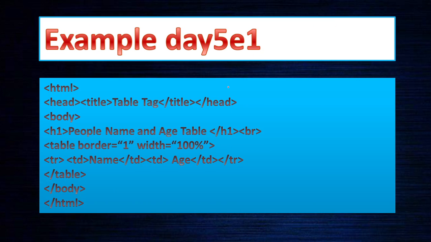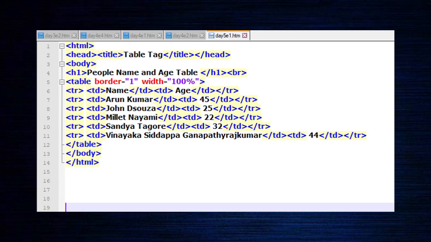So here is an example, day 5 example 1. This you need to write down. I'll show it in Notepad++. Okay, here is Notepad++. You can pause this video, write this down, and then try it. I think you already have this program. The only thing you need to check is the width. Width is 100%. Now you can see width is equal to 100%. This is the change we need to make.